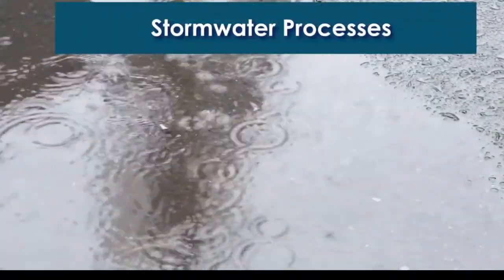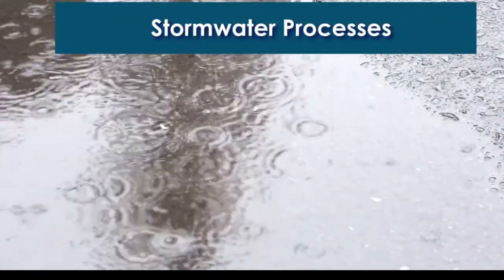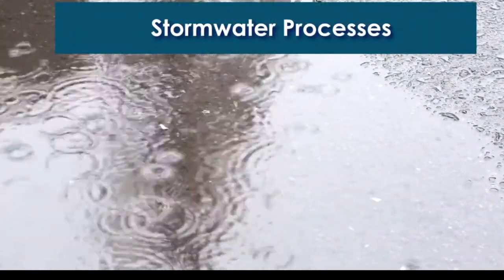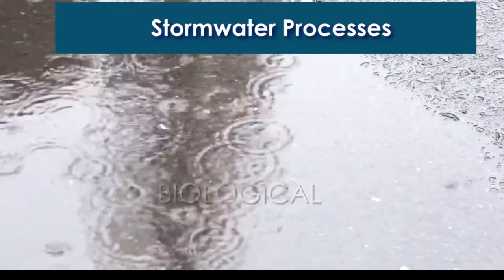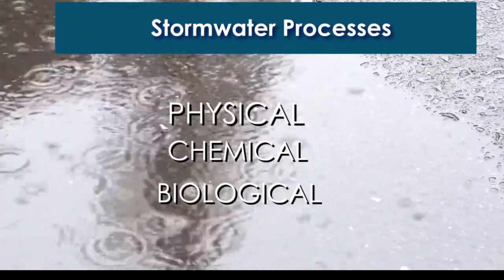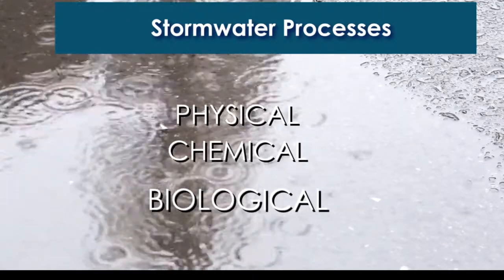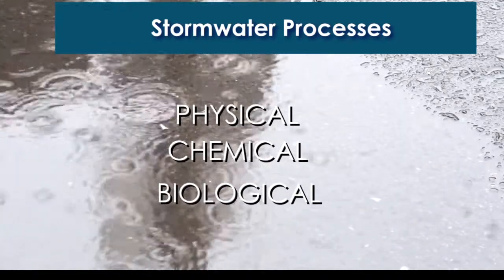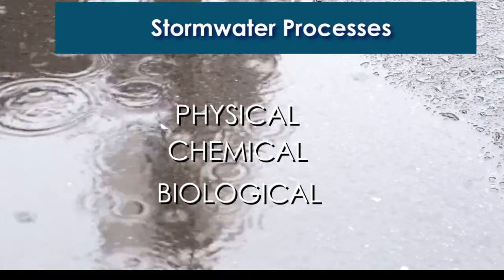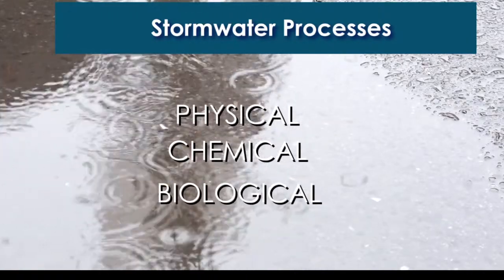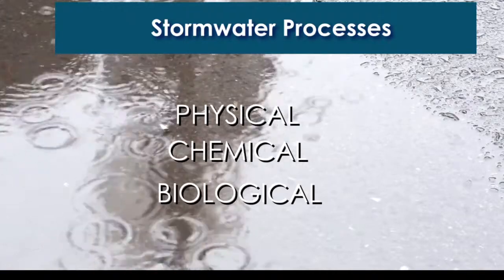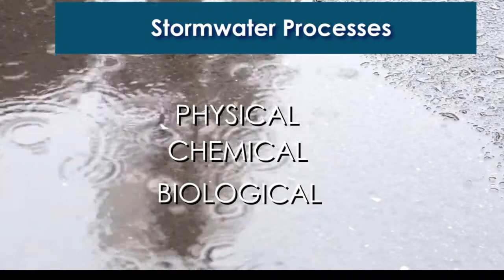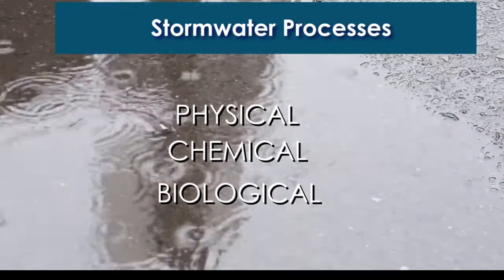There are three primary stormwater treatment processes. A useful way to understand pollutant reduction in a stormwater practice is by classifying treatments into physical, chemical, or biological processes. Again, important to note is that stormwater pollutant removal in a treatment practice is likely to rely on several pollutant removal processes. Let's take a look at each of these processes.